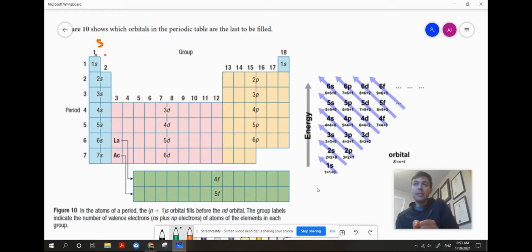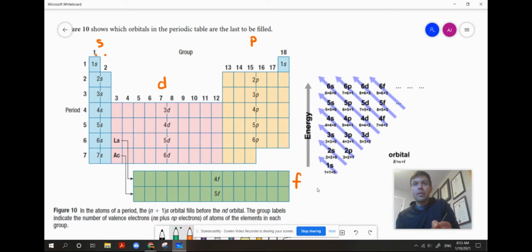Groups 13 to 18 in the yellow here is the p block. A p-type sublevel consists of 3 distinct orbitals, each with 2 electrons, for a total of 6. And we can see that the p block is 6 elements across. The same pattern holds for the d block and the f block.